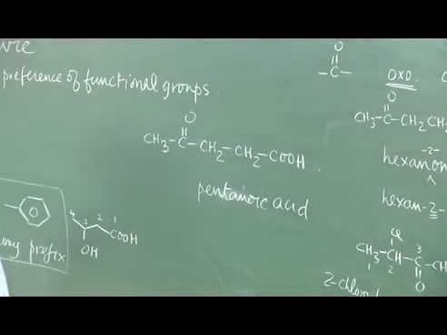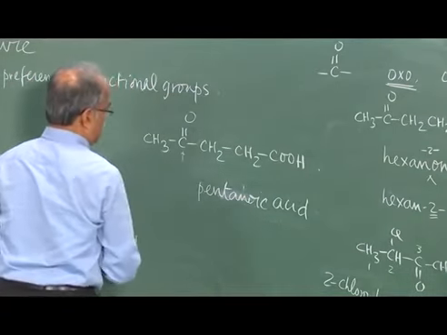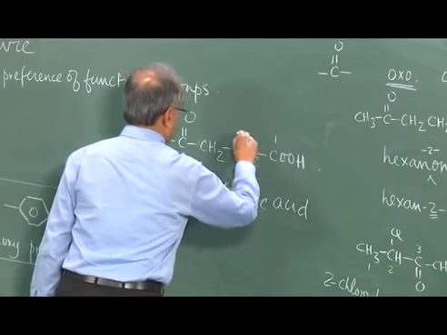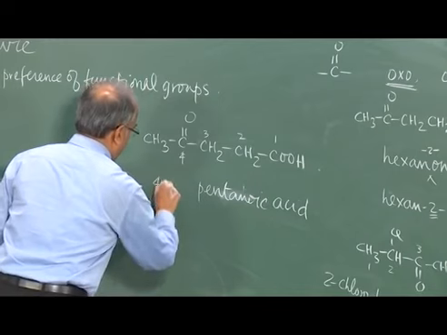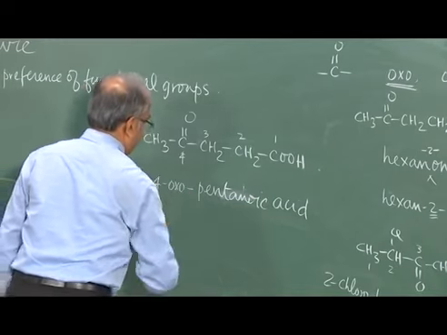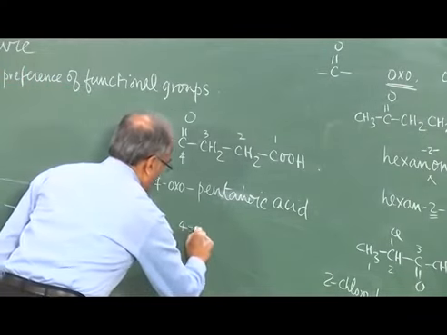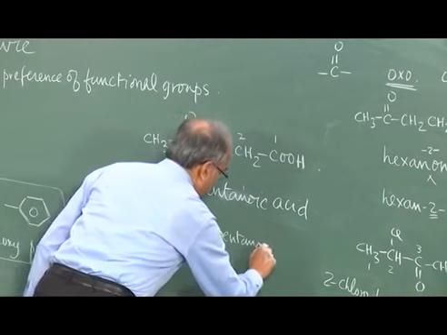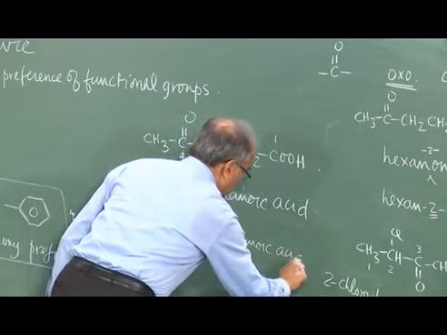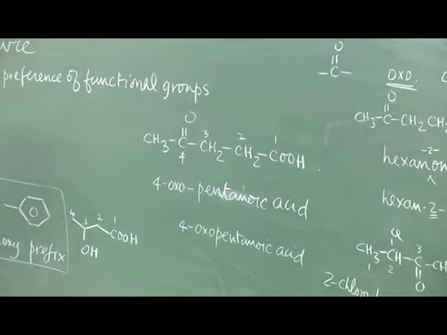but then there is also a substituent present, which is the functional group that is present in the position. The position number goes in this fashion. So, this is 4. So, this would be 4-oxopentanoic acid. So, the correct nomenclature is 4-oxopentanoic acid. This would be the correct nomenclature of this particular molecule, 4-oxopentanoic acid.